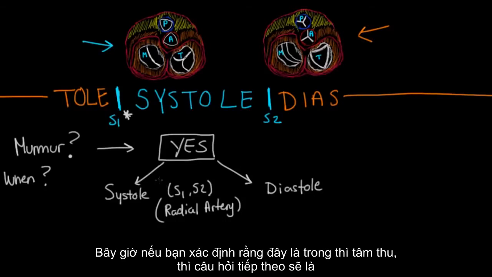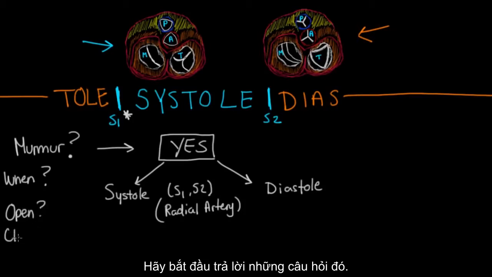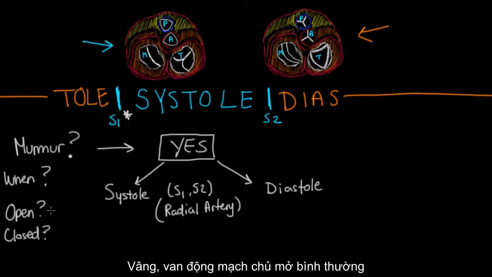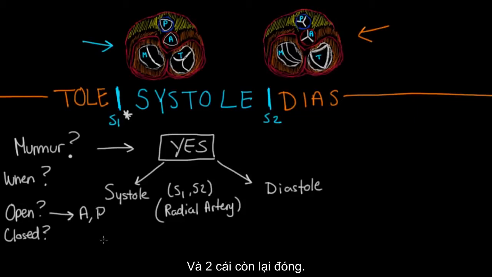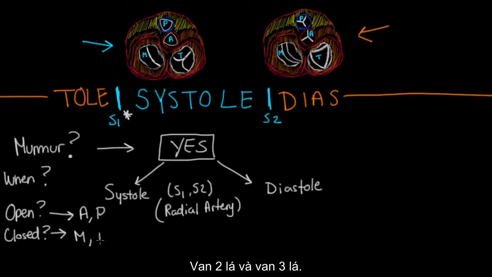So now if you determine that this is in systole, the next question is going to be, what valves are normally open during systole and what valves are normally closed? So let's go ahead and answer those questions. In systole, and you can use the diagram above, what valves are normally open? Well, the aortic is normally open, the pulmonic is normally open, and the other two are closed. So that answers this question. Well, what's normally closed? The mitral and the tricuspid.